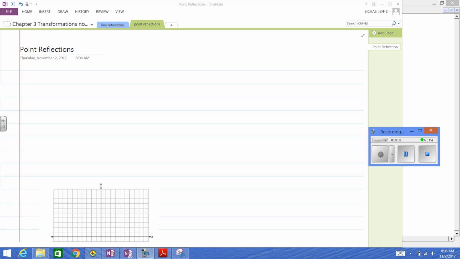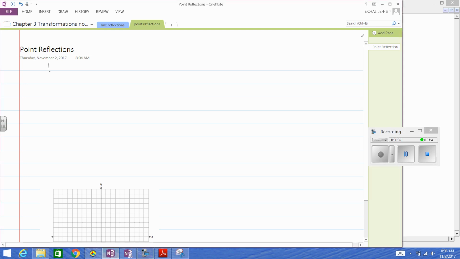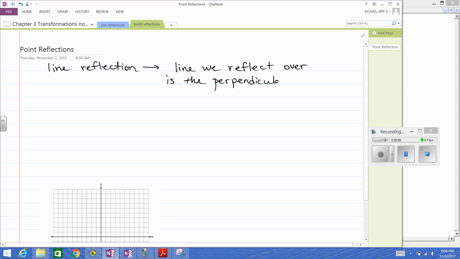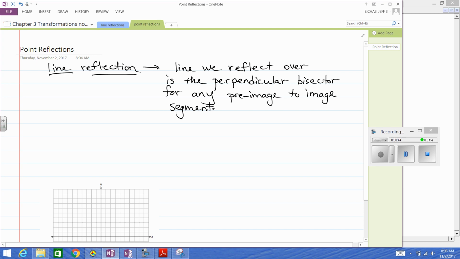Okay, so this video is on point reflections. What we did in the line reflection lesson was make sure that you understood the main concept for line reflection: the line we reflect over or through is the perpendicular bisector for any pre-image to image segment. So that was the underlying concept in line reflections.